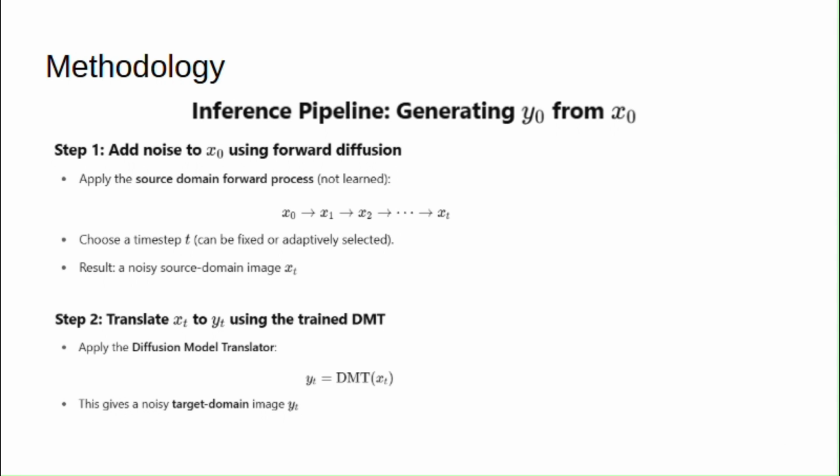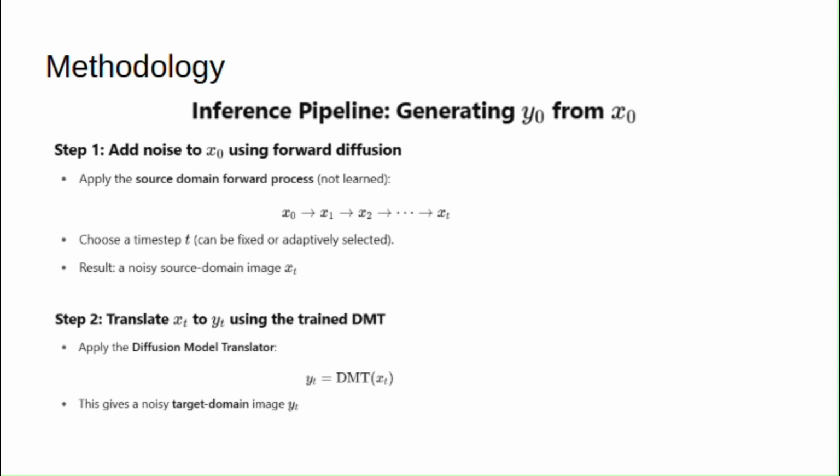Step 1. In the first step, we begin with a clean source image denoted as x0, which belongs to the source domain, for example sketches, line drawings, or grayscale images. We then apply a forward diffusion process to this image. This process adds Gaussian noise in a gradual and controlled manner across a predefined number of time steps, typically denoted by T. The output of this process is a noisy image xt at an intermediate step t.